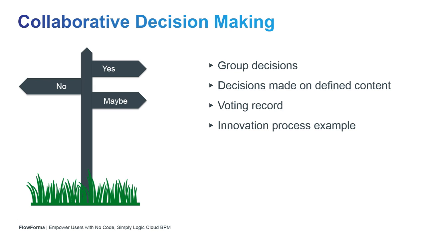In addition, FlowForma can include a voting step. The voting step allows a defined group of users to each review the data in the form and vote yes or no as to whether to progress the workflow. In our example, this is the board that assesses the new innovation idea. Once all votes are cast, FlowForma displays the results and appropriate action can be taken. For example, if the overall vote was no, then the workflow can be terminated. The next demonstration shows an example of the collaborative decision functionality in action.